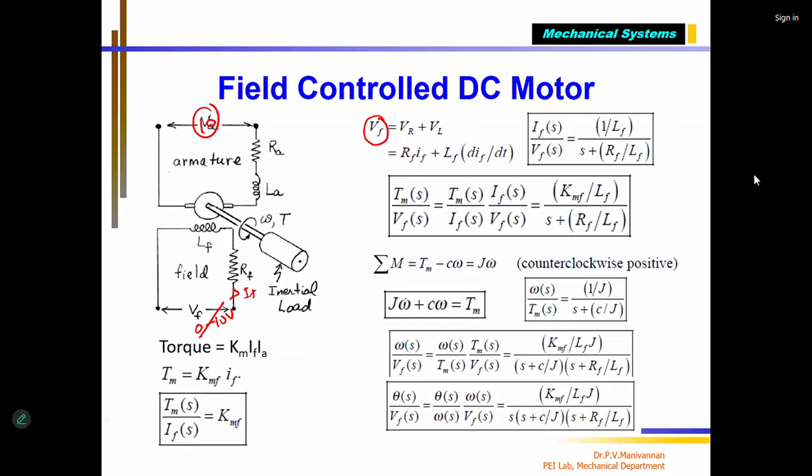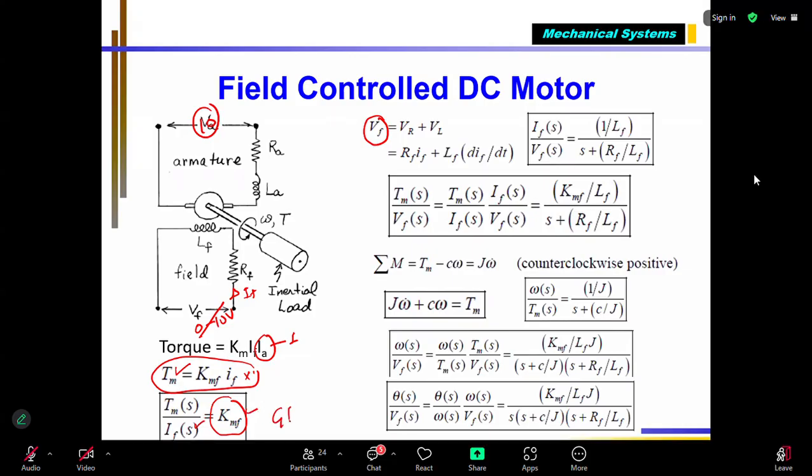So if I vary this, the field current IF will vary automatically. The torque is nothing but, IA is constant. For understanding purposes, we take it as 1. That means the equation becomes Km and IF. Here IA is 1, multiplied by 1 is the same. So that's why we say the transfer function is nothing but the motor constant. The output is torque, the input is field current. So this is the motor constant, this is the transfer function or G of S for the electrical part.